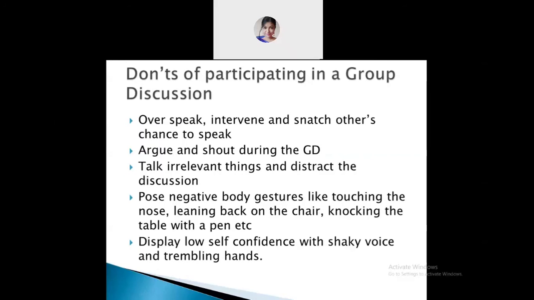You need to be polite. Do not talk about irrelevant things and distract the discussion. Only talk about relevant things. Do not talk about things which have no relation with the topic. Be logical and talk about relevant things. Do not pose negative body gestures. You must maintain a positive body language.